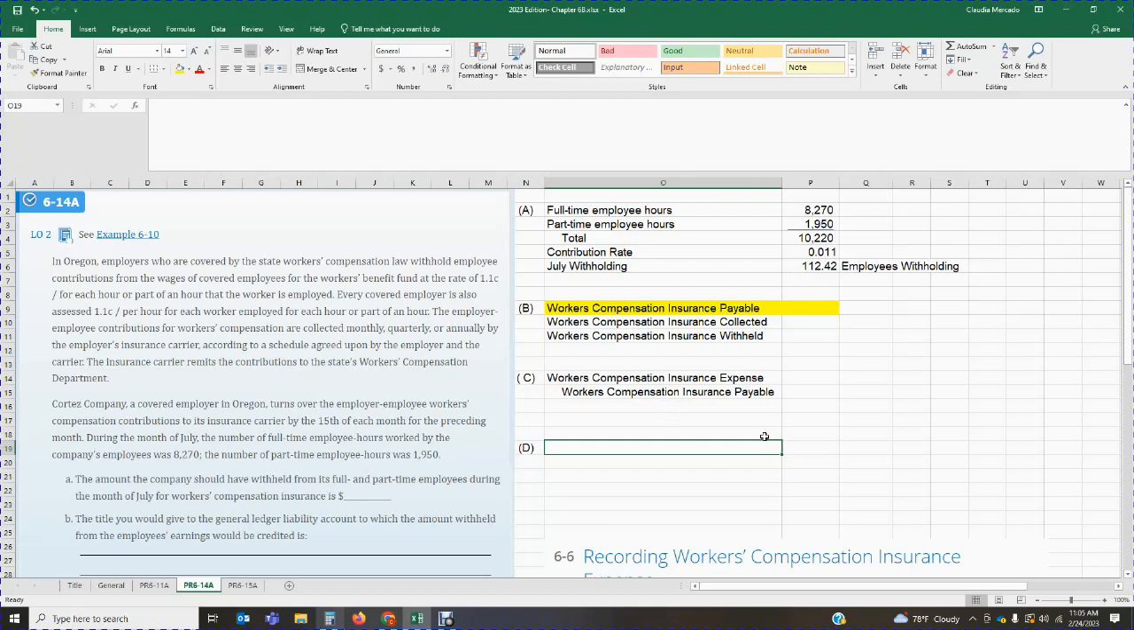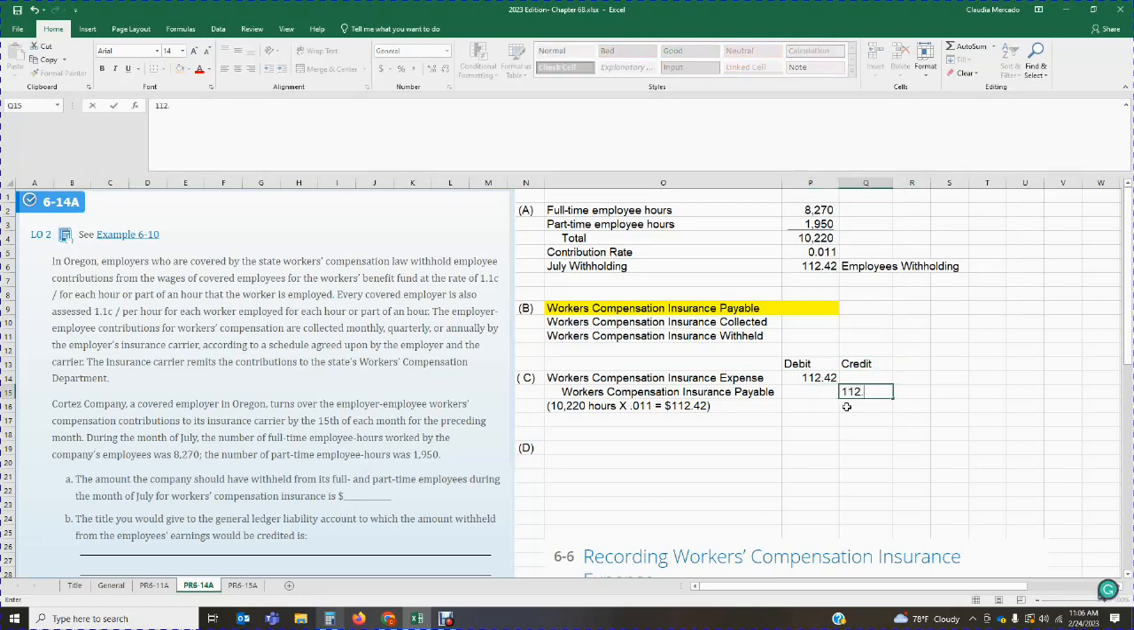And what would the amount be? Well, the amount would be the same because we know we have 10,220 hours in total, and we're going to multiply it by the rate of 0.011. That is going to give me my 112.42. So the calculation is the same for the employee and for the employer. So I would put here a debit and a credit. So my workers' compensation insurance expense account will be debited 112.42, and my workers' compensation insurance payable is going to be credited 112.42. So this is the entry to record the portion that the employer is responsible for.